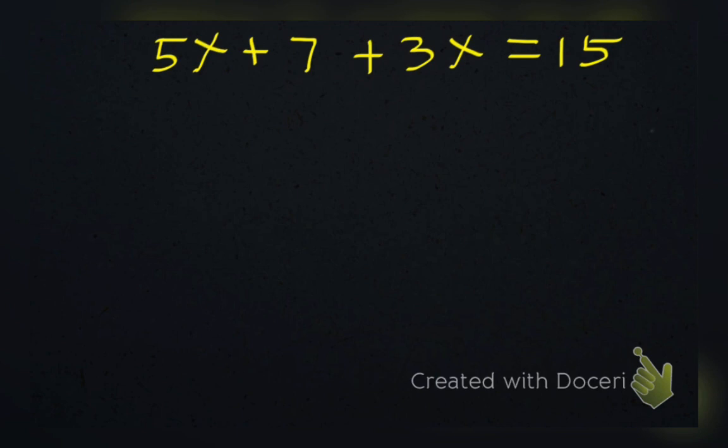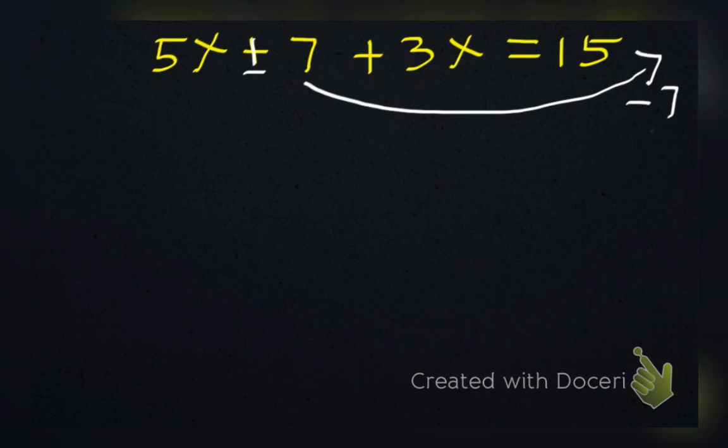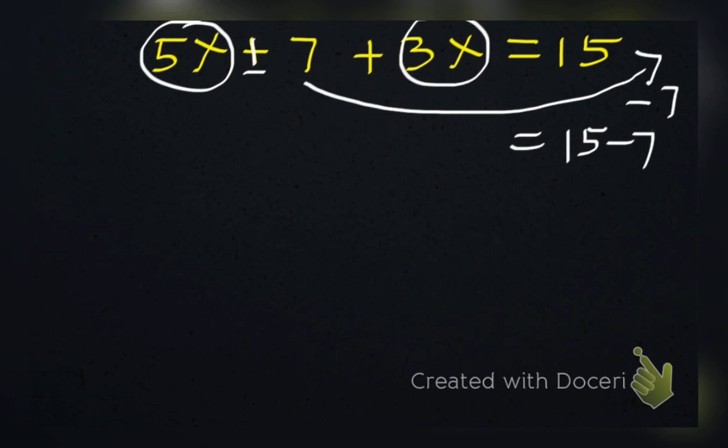5x plus 7 plus 3x equals 15. Notice that we have like terms. So the first thing that I will do is I will move 7 to the right. So positive 7 changes its sign because we move it to the right. So it becomes minus 7. So 15 minus 7. So we have here like terms 5x and 3x.